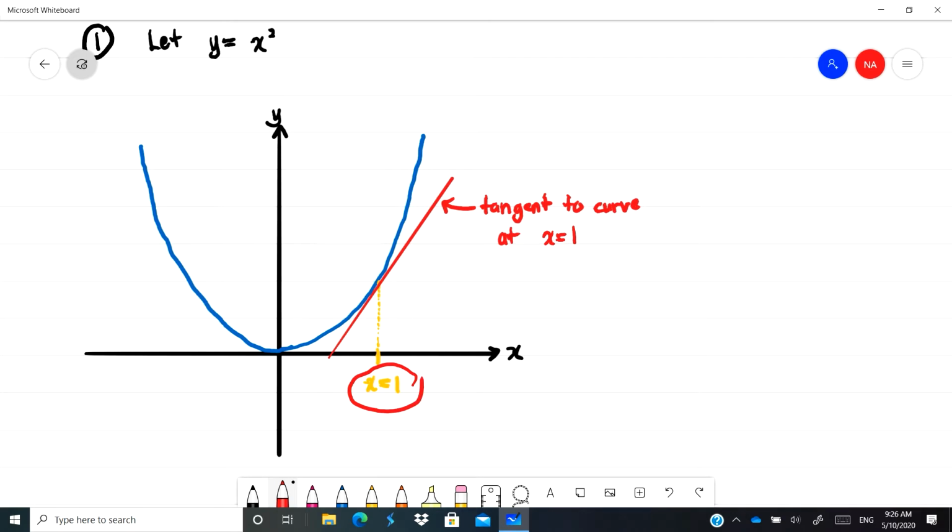Suppose this is x equal to 1.5. Let's take it as an example. The tangent to the curve should be something like this. It should be a straight line that touches the point only. It depends on the questions.